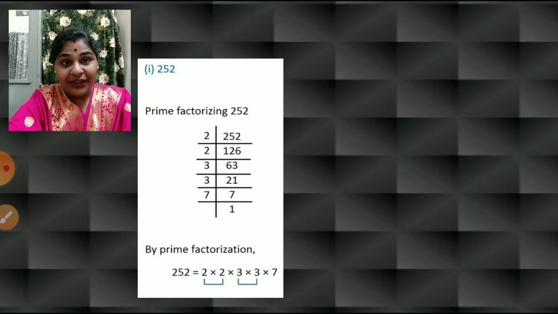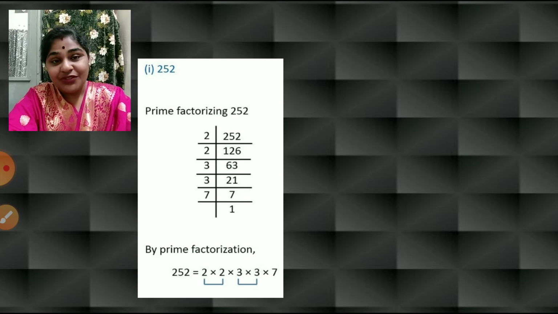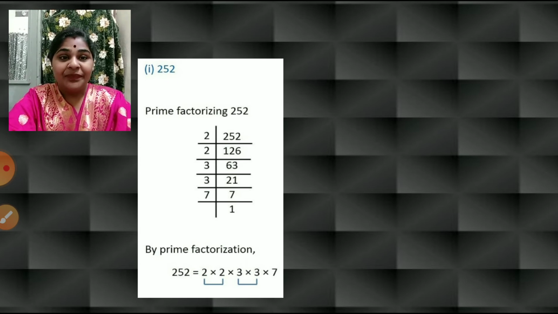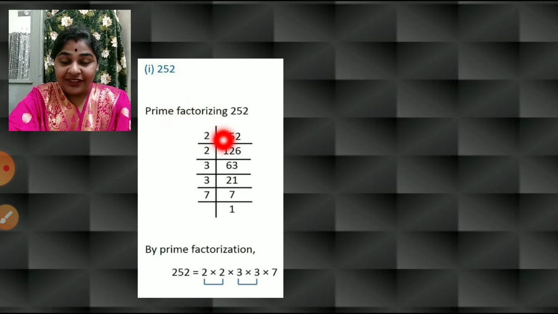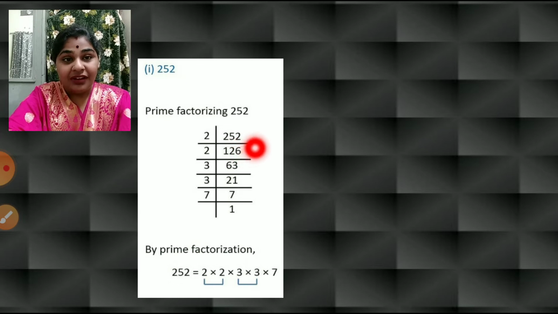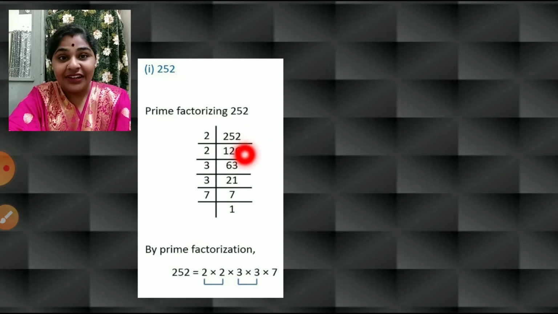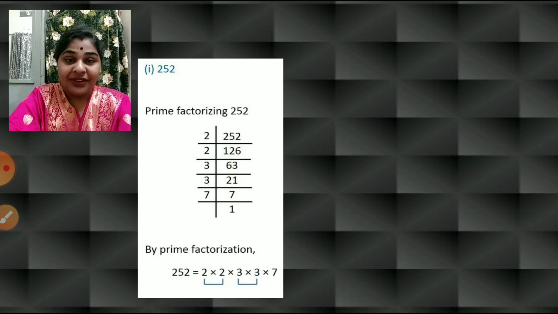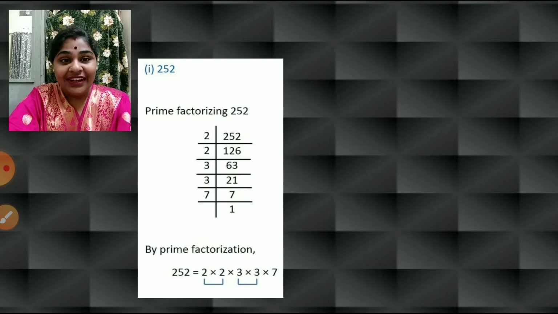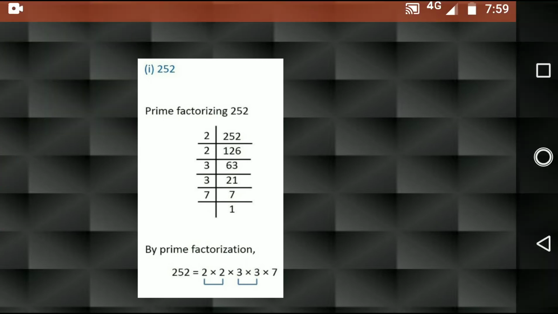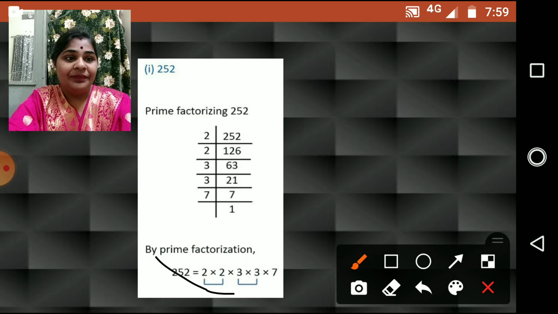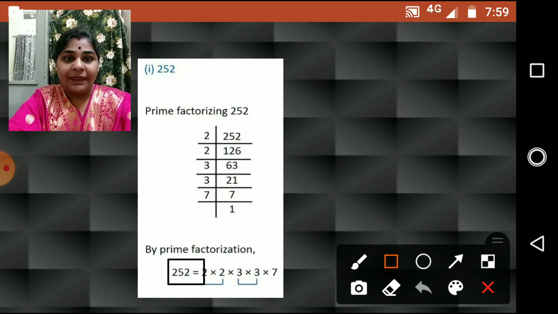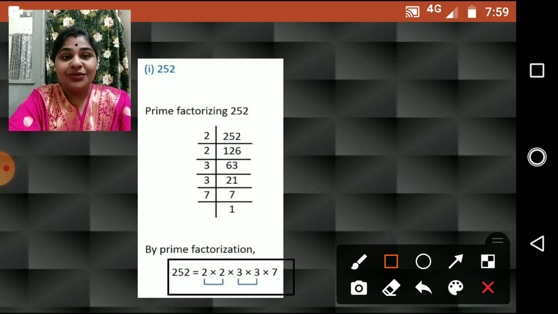So this is the first one, that is 252, which is obviously not a perfect square. First we will prime factorize 252. We have already seen how to do prime factorization, children, you are already aware of prime factors. So after factorizing this, I get 252 is equal to 2 into 2 into 3 into 3 into 7.